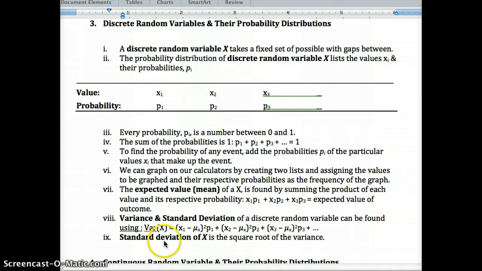Once we have that, we would take the square root to find the standard deviation, or the average distance of our probability distribution from the expected value. So much of this is the same as we've gone over already. It's just a new application in terms of probability.